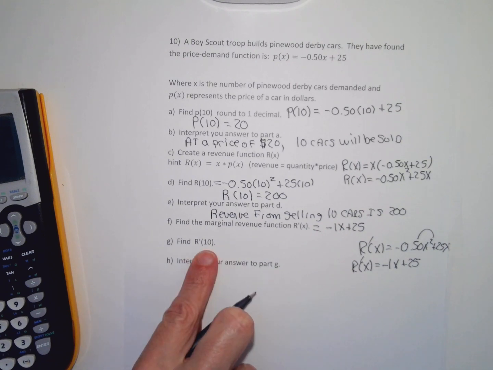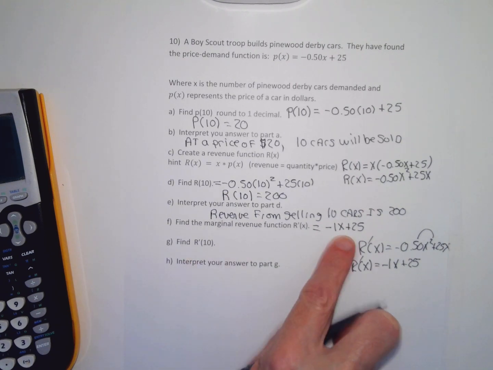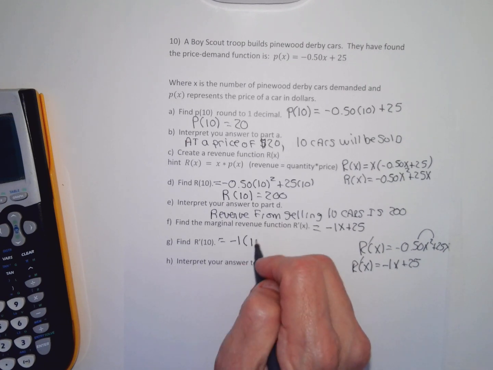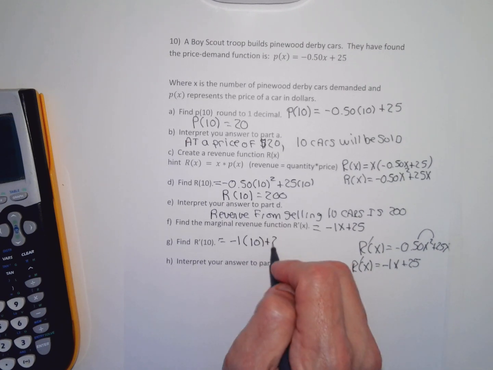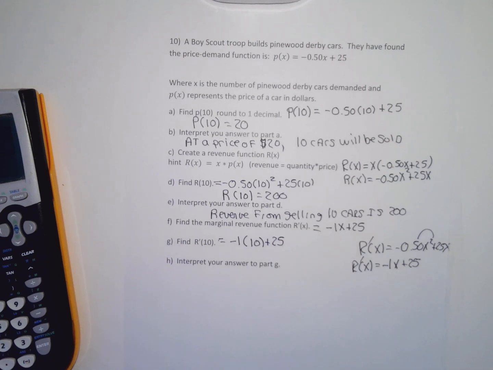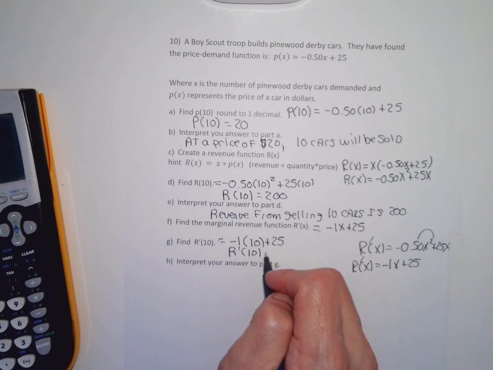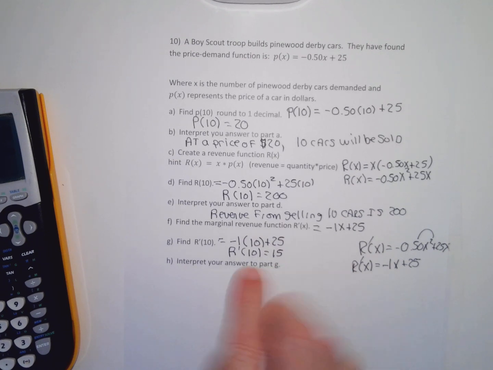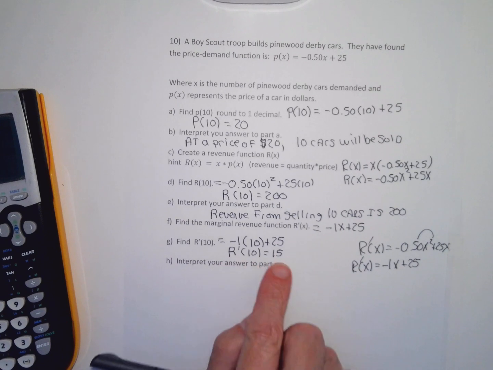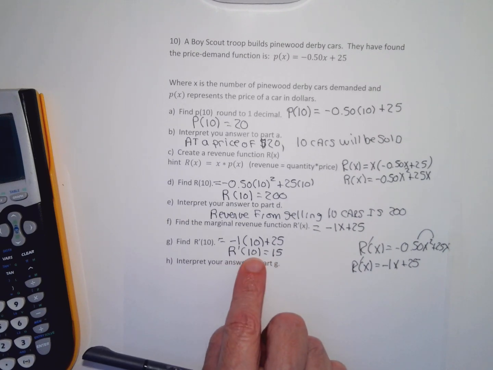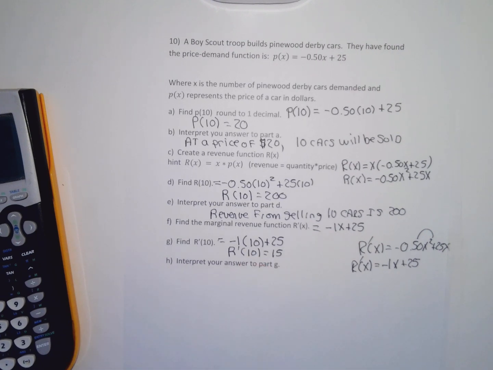And then evaluate the marginal revenue function at 10. The marginal revenue function evaluated at 10 is negative 1 times 10 plus 25. That's going to simplify to 15. I can do that in my head without my calculator. And now interpret. This means I'm going to earn an extra $15 by selling the 11th car.